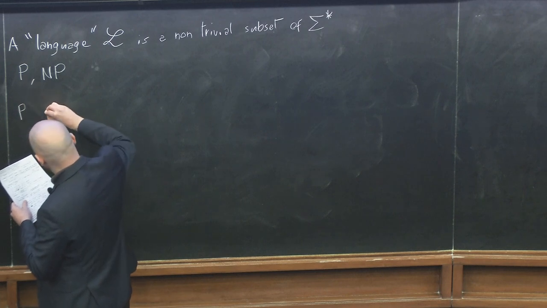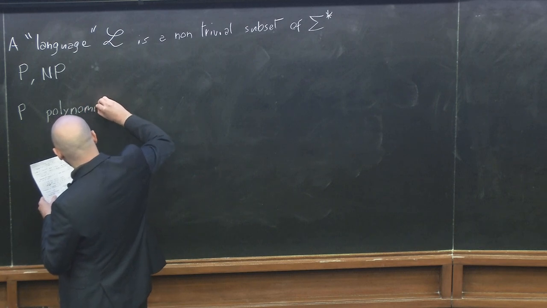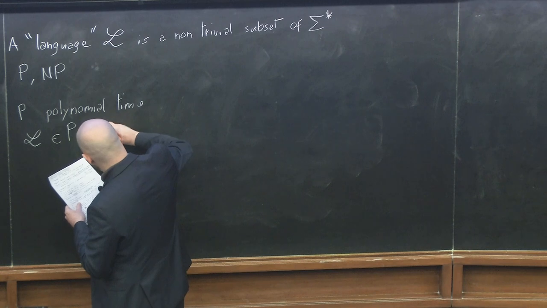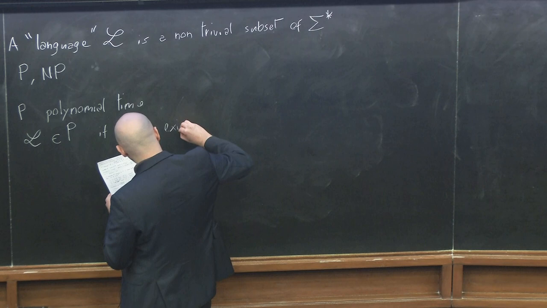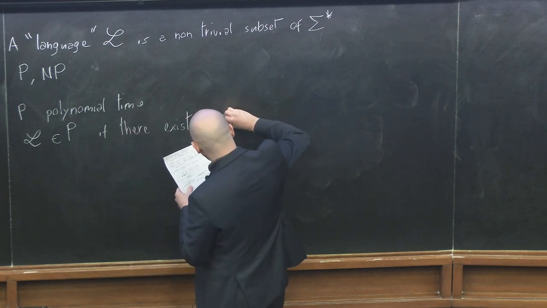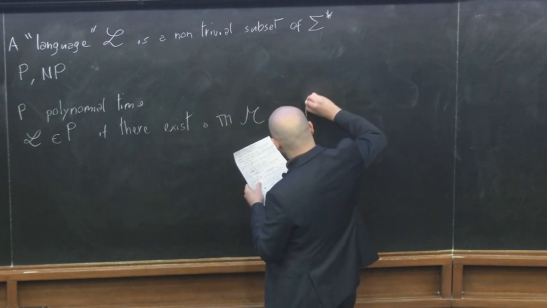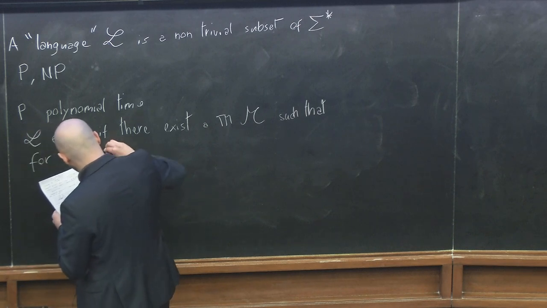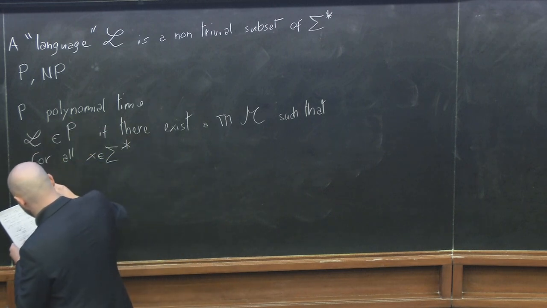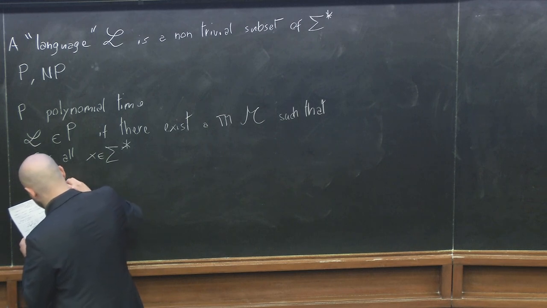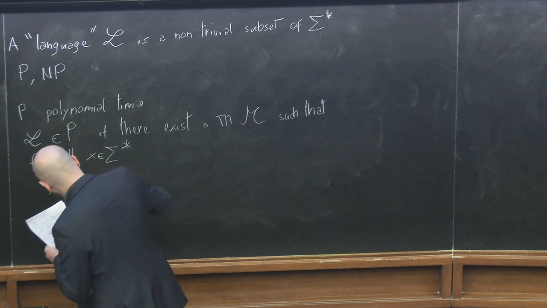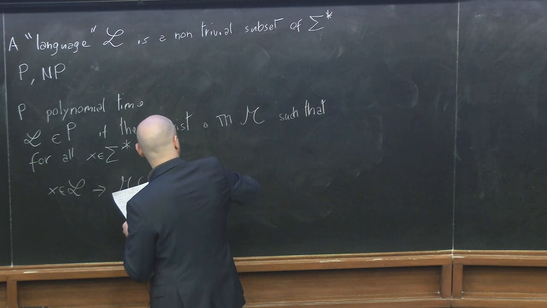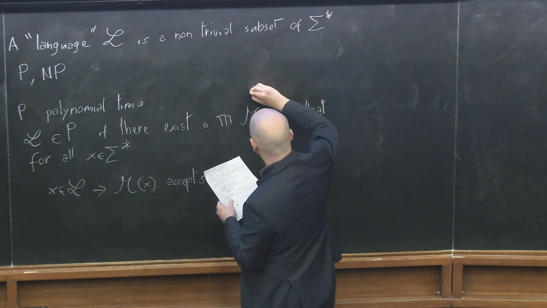P stands for polynomial time. And a language belongs to P if there exists a Turing machine M such that for all inputs, M runs in time bounded by a polynomial.